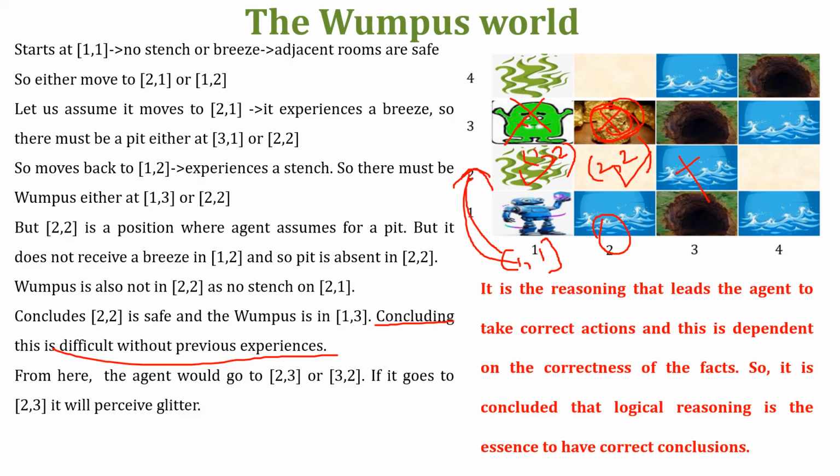From this, we have understood that it is the reasoning that leads the agent to take correct actions, and this is dependent on the correctness of the facts. So, we can conclude that logical reasoning is the essence to have correct conclusions.